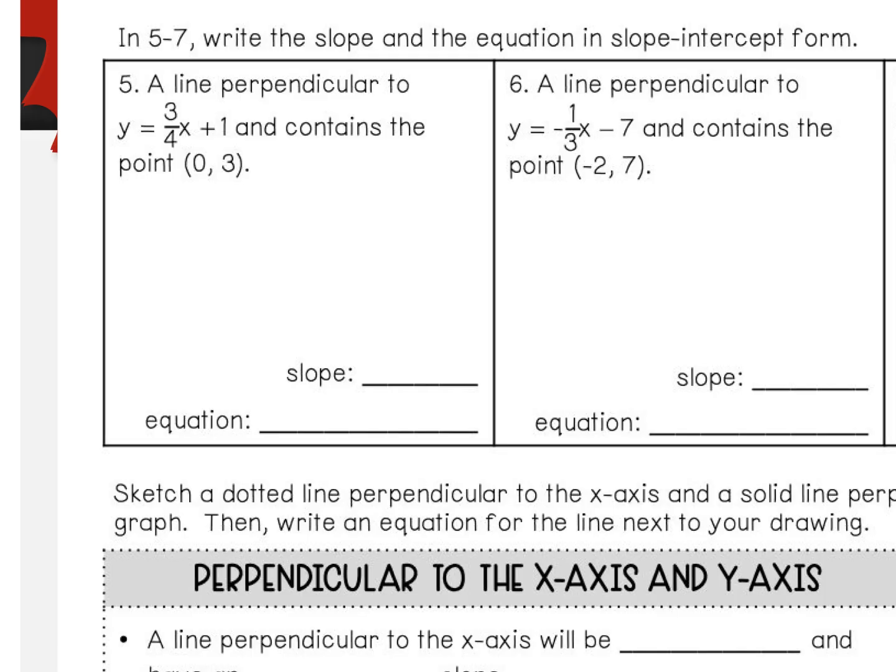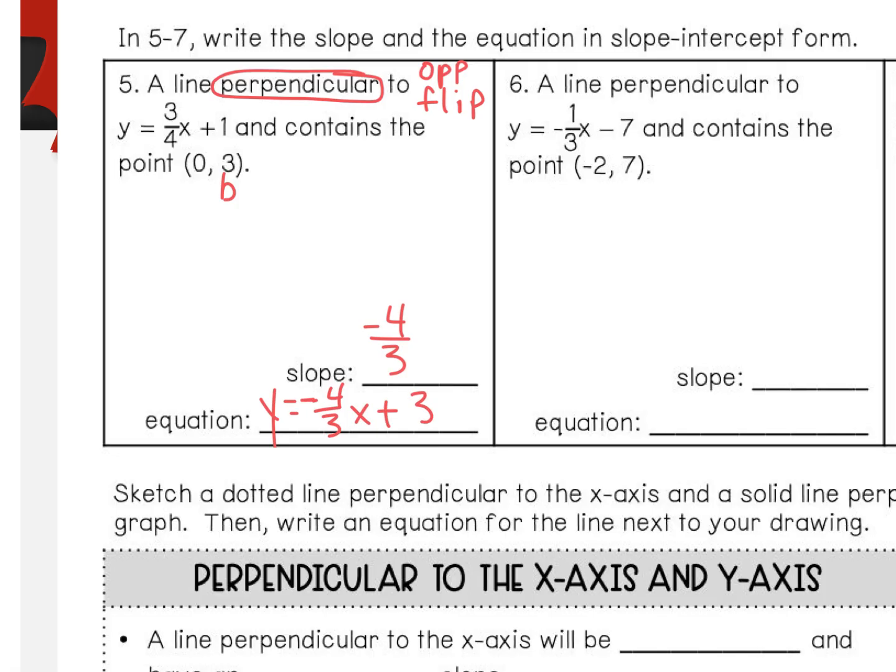Write the slope and the equation in slope-intercept form. Remember, slope-intercept form is y equals mx plus b. Look for the key word, perpendicular. What does perpendicular mean we need to do to the slope? Flip it and flip the sign, right? So opposite reciprocal. So what is my slope? It is 3/4, so we're going to flip it to negative 4/3. And now we have a b. So what is my equation? y equals negative 4/3 x plus what?